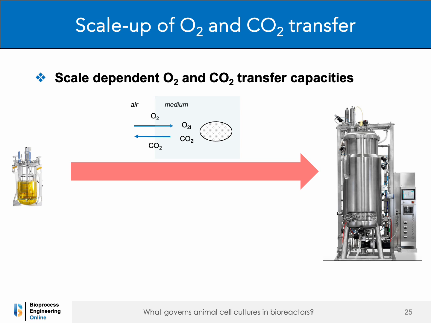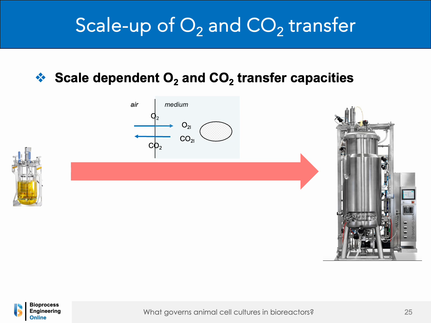How are the governing mass transfer phenomena scaled up in bioreactors? Because hydrodynamics and bubble circulation patterns differ across scales, oxygen and carbon dioxide transfers are not directly transposable from laboratory to industrial bioreactors. As a result, both the mass transfer capacities and the resulting dissolved oxygen and CO2 concentration profiles can vary significantly during scale-up.